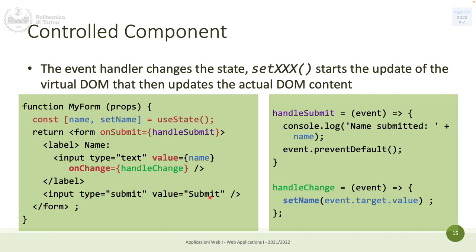When you press this button here, the type submit, the form is submitted through this onSubmit handler event. And this will do just two things in this case. One will put in the console.log the name of the state that is submitted. Very simple things. And the other one that could also go before is prevent default.